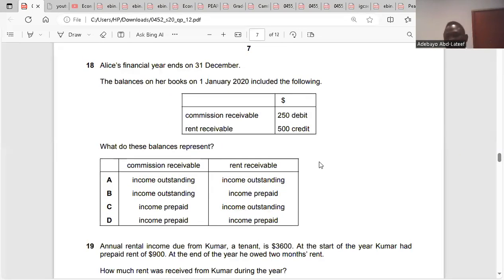Alice's financial year ends on 31st December. The balances on her books include commission receivable 250 debit, rent receivable 500 credit. What do these balances represent? Commission receivable represents an income outstanding. Commission is part of your income statement. You add it to your gross profit. Then rent receivable, that means prepaid. You have paid rent. It's part of your statement of financial position, as prepaid. So it's B. Is it clear now? Yes.